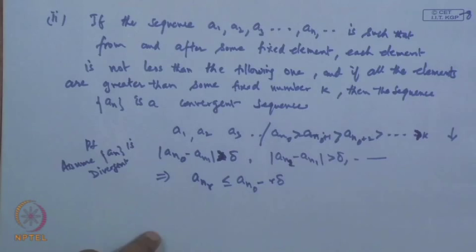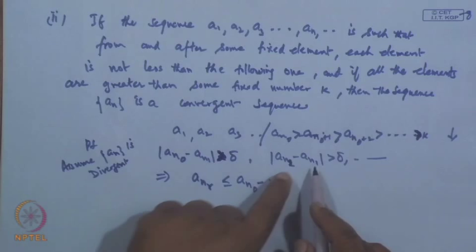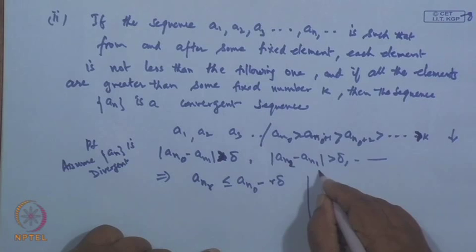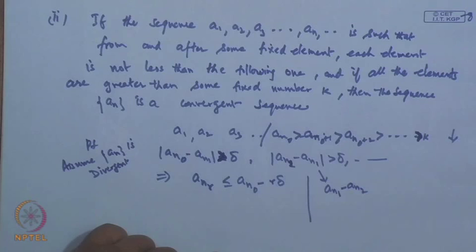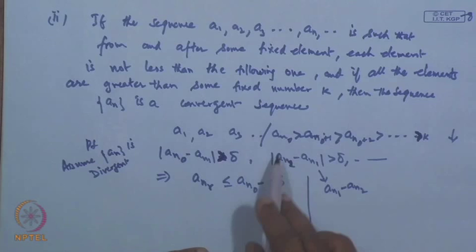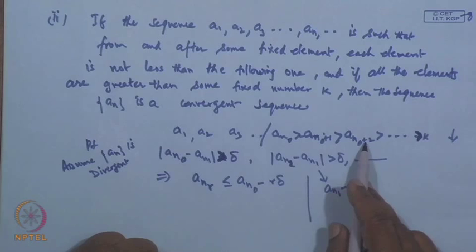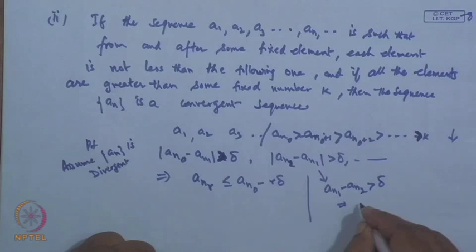Because a_{n0} is greater than a_{n1} is greater than a_{n2}. So from here, we get that a_{n1} minus a_{n2} becomes positive, because a_{n1} is greater than a_{n2}. So a_{n1} minus a_{n2} will be positive, so this is greater than delta. So this shows a_{n2} is less than a_{n1} minus delta.